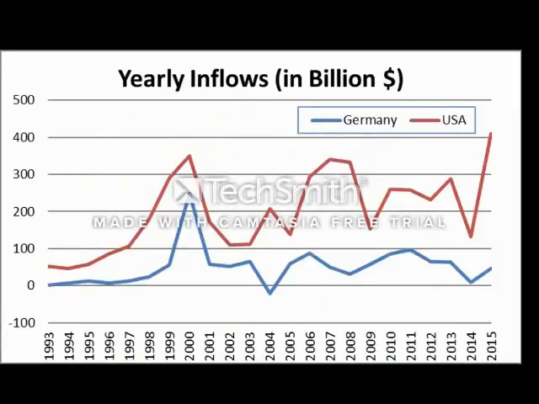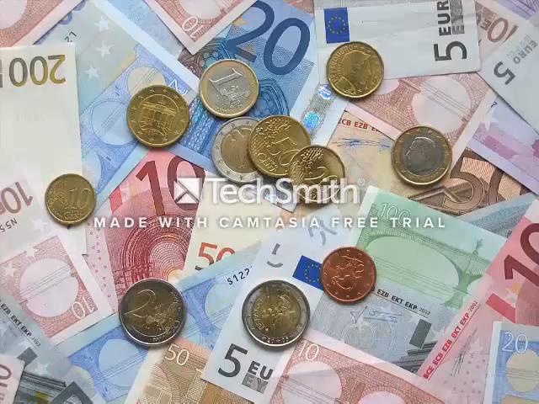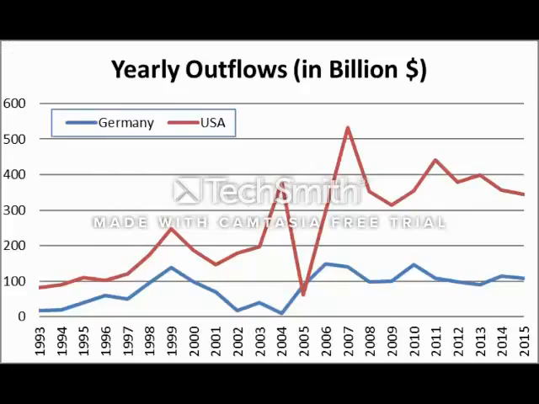Germany's yearly inflows peaked in 1999 and 2000, primarily due to the European Union and the introduction of the euro. Yearly outflows have remained fairly consistent at about $100 billion.